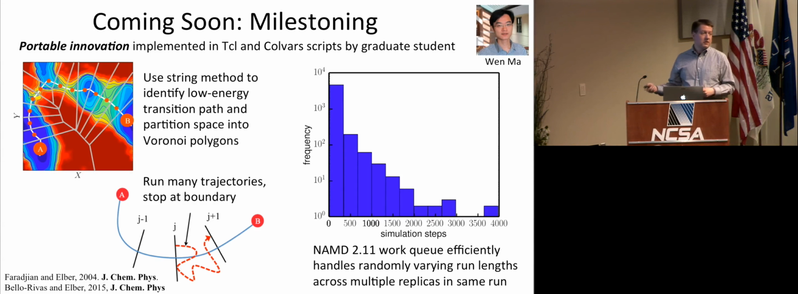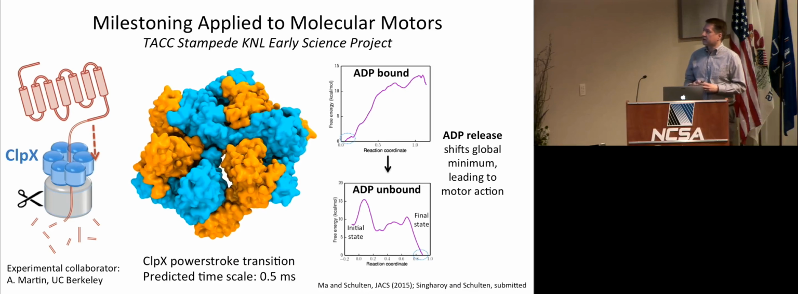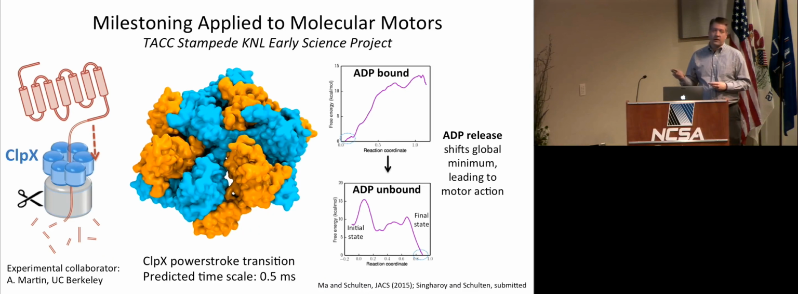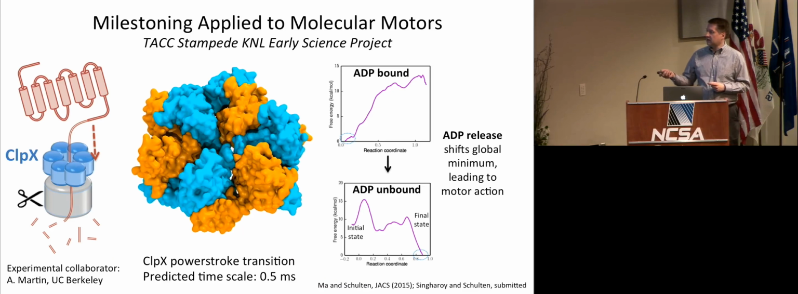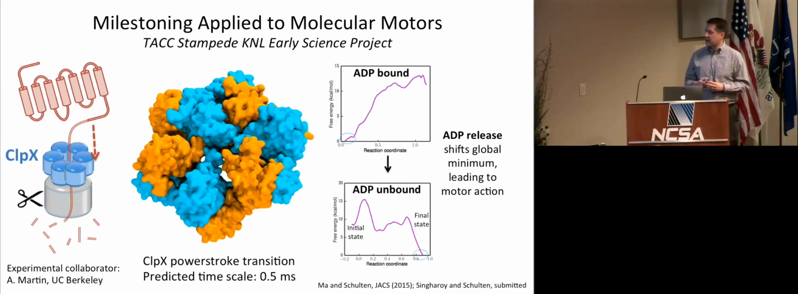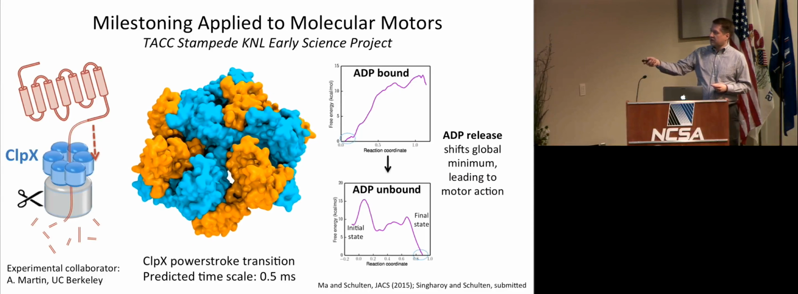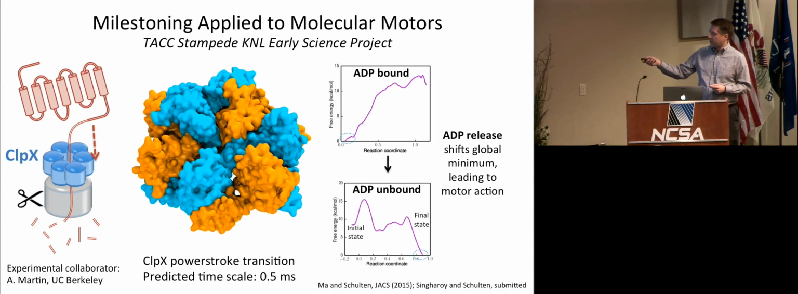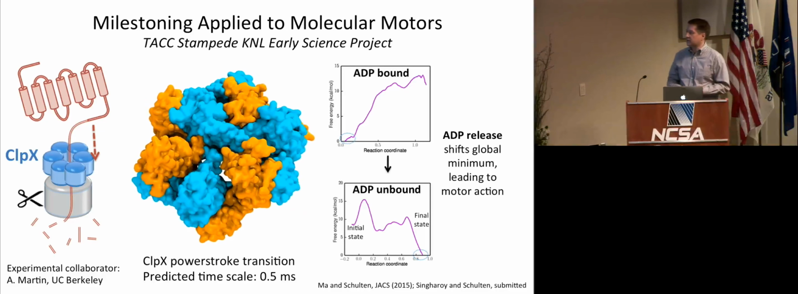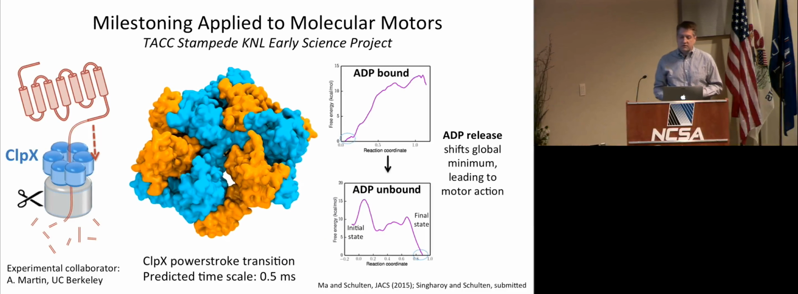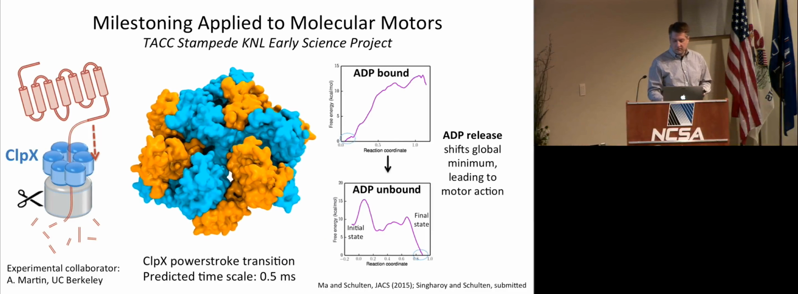This requires some flexibility in our runtime system because those different simulations could run for an arbitrary amount of time until they hit the barrier. And just to connect it back to the topic, this was an early science project for the new KNL nodes at Stampede. This is what's referred to as a hexameric molecular motor. This actually degrades proteins by pulling them through, driven as everything in the cell is by ATP. So we're able to model this using these advanced methods.